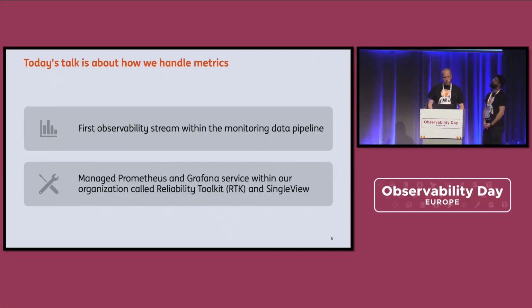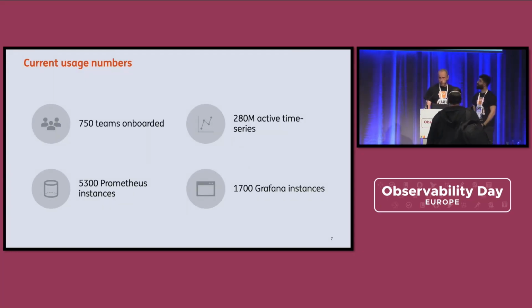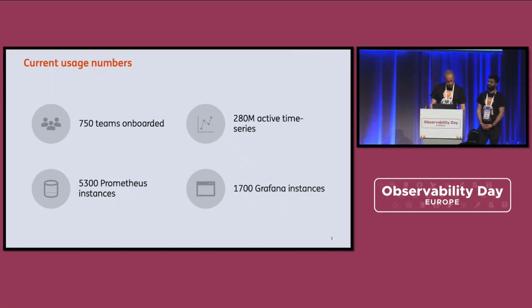So today we're going to talk about how we handle metrics. We created a self-service platform for this, which we like to call the reliability toolkit, together with a single view. Before we dive into how we solved metric observability, we have some numbers. These tend to change on a day-by-day basis because we still have teams onboarding. Currently we are handling the load of around 5,000 Prometheus instances and around 1,700 Grafana instances.